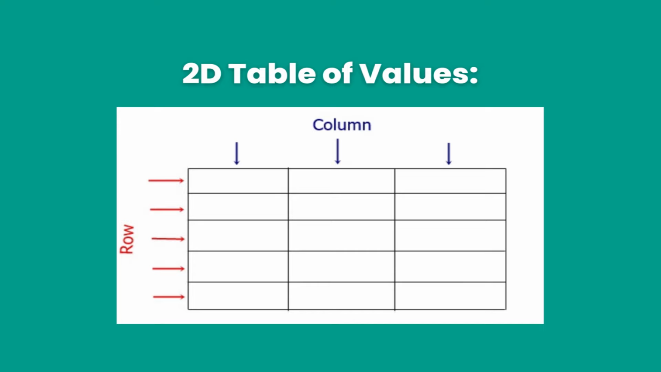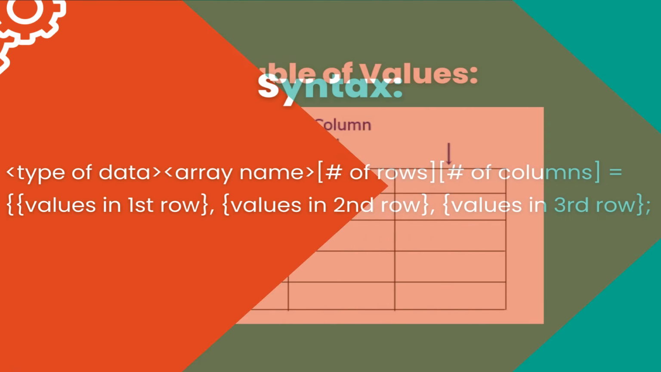So in this video, I will first show you the typical syntax for declaring a two-dimensional array in C++, and then an example of that. So the syntax for creating a table or two-dimensional array in C++ is as follows.